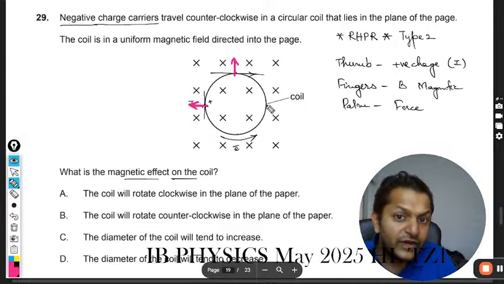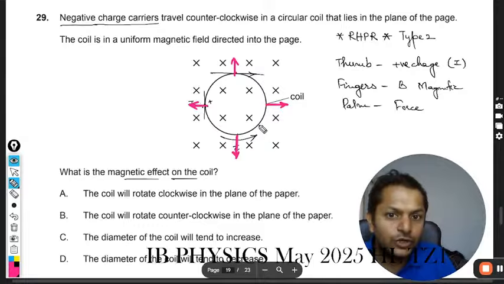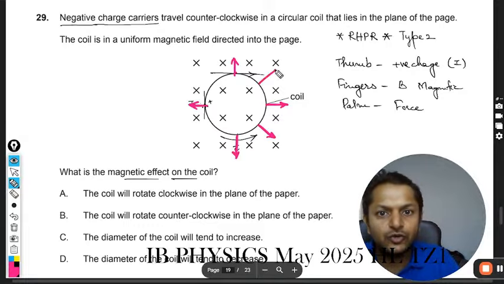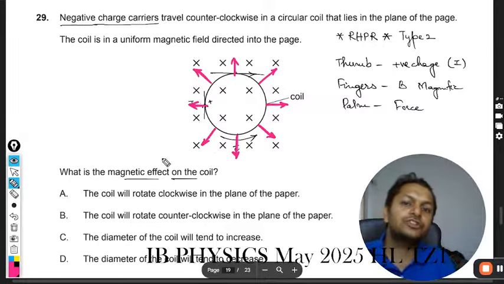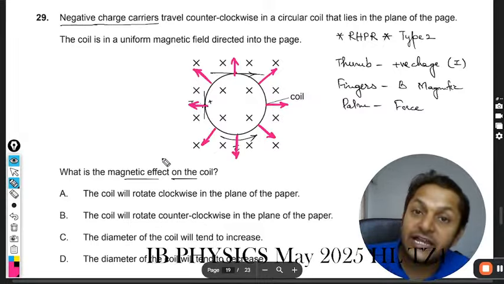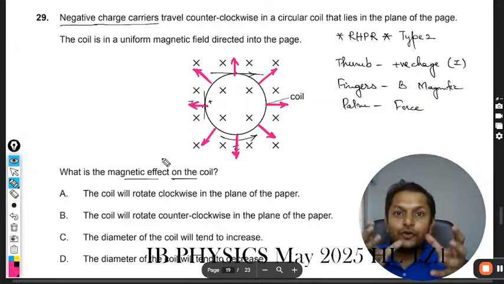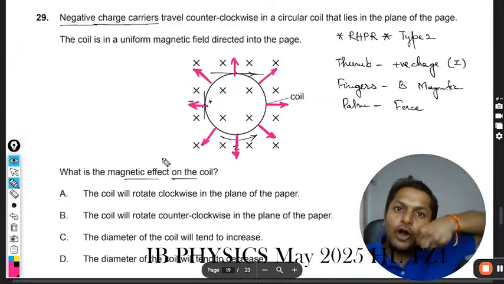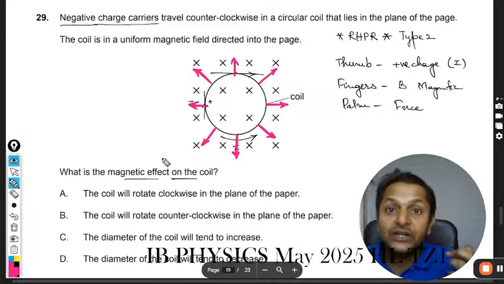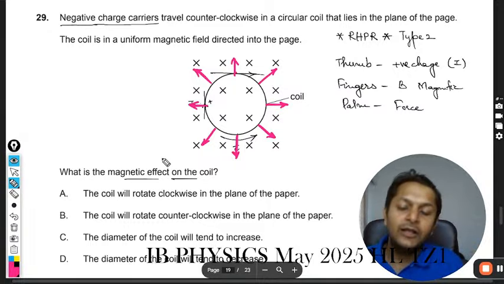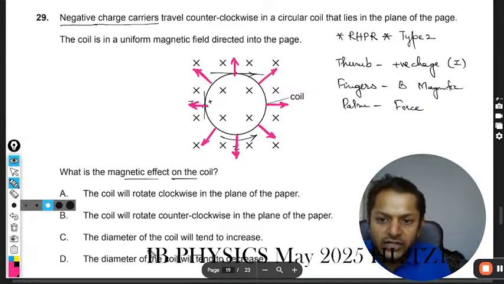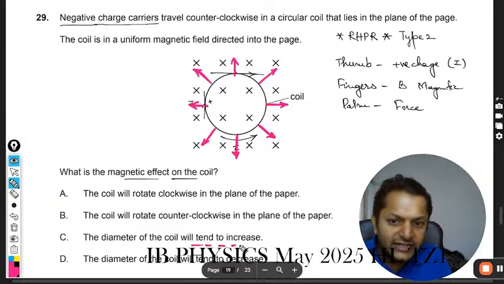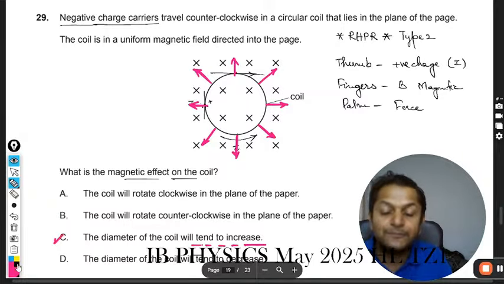Similarly here, if you find the force will be outwards, here the force will be outwards. So whatever point that you apply this law, these are the directions of the forces that we are finding. What does it mean? It means that the magnetic force is trying to stretch the coil, and so thereby trying to increase the diameter of the coil. So what is the option here? The diameter of the coil will tend to increase, and that is absolutely correct. So C is the correct answer here.